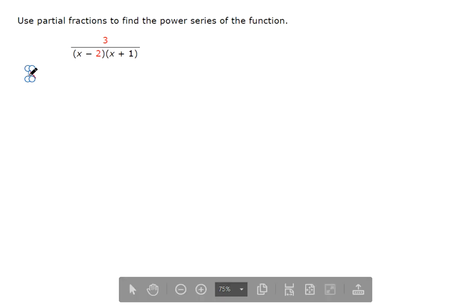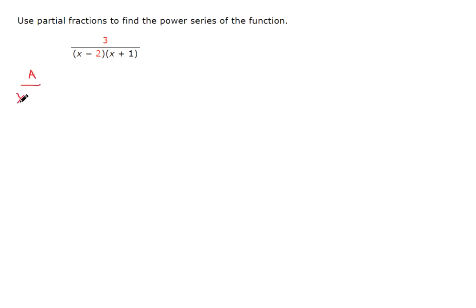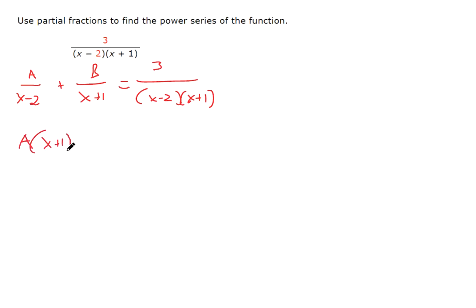We can rewrite this rational expression using partial fraction decomposition. So multiply everything in this equation by (x - 2)(x + 1) to get rid of the denominator. So that's A times (x + 1) plus B times (x - 2). That equals 3. And so we can check some certain conditions that make it easy to solve.